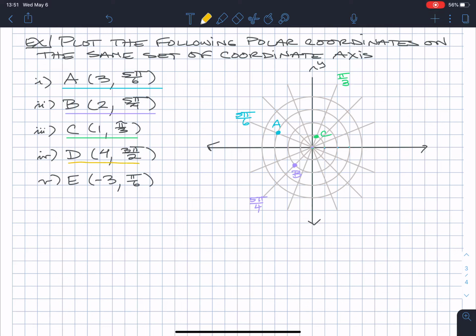Let's look at D. So from the pole, I go to the right 1, 2, 3, 4, and I sweep to an angle of 3 pi over 2. So this is 3 pi over 2. And I'm at a radius of 4 on the circle of radius 4.